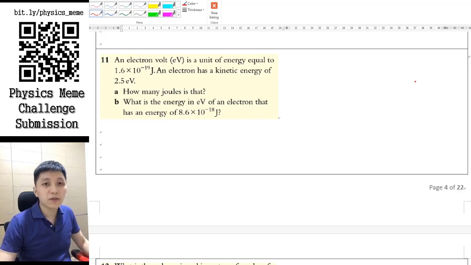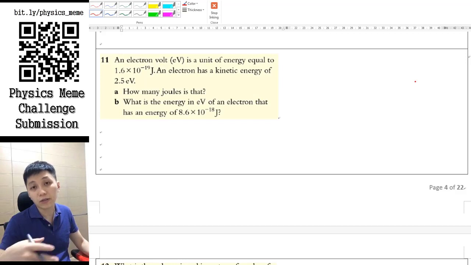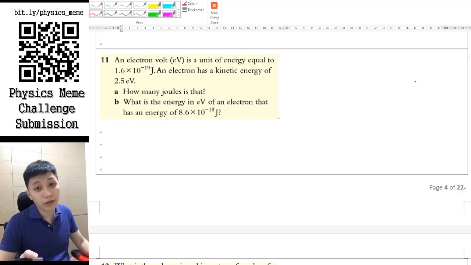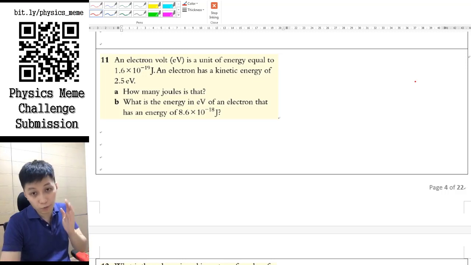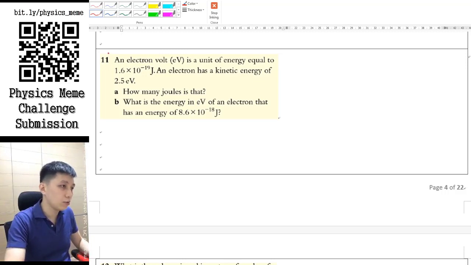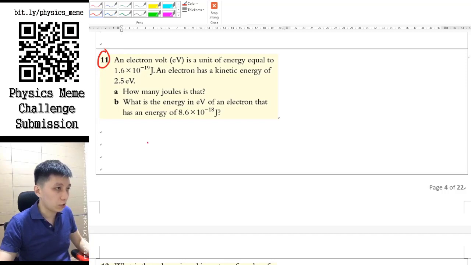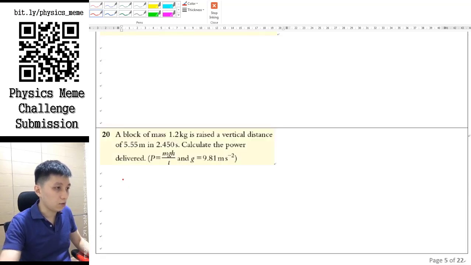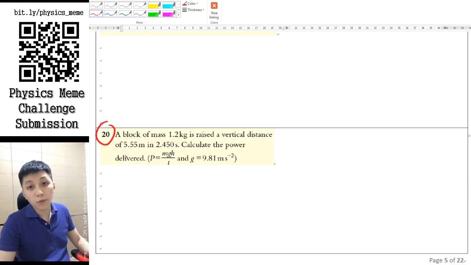So in the previous video, you learned how to express your final answer properly by considering the sig fig or decimal place. Here, let's try to do some simple examples and make sure you pay attention to that as well. So I want you to spend some time to work on question 11, question 12, 13, and also 20. So pause the video, do them first by yourself, and we'll go through it together.